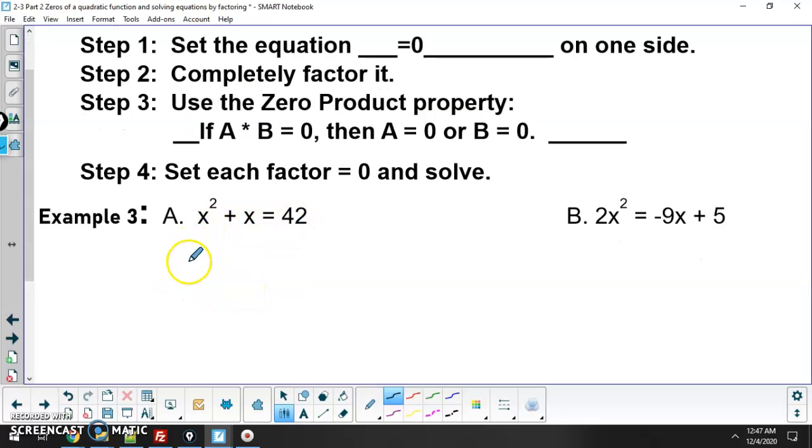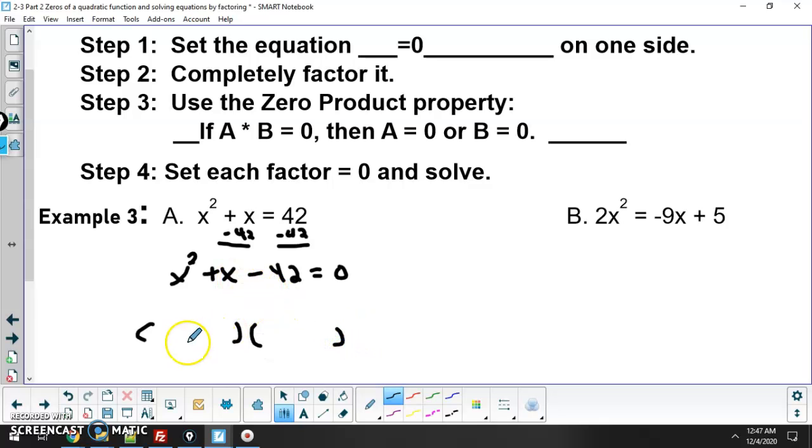First, let's get the equation equal to 0. All I'm going to do is move over the 42. In order to do that, you have to undo, so subtract 42 on both sides of the equation. Now we have x squared plus x minus 42 equals 0. Now we're going to have to factor this, so make some bubbles here. What are the signs going to be? They're different, plus and minus.